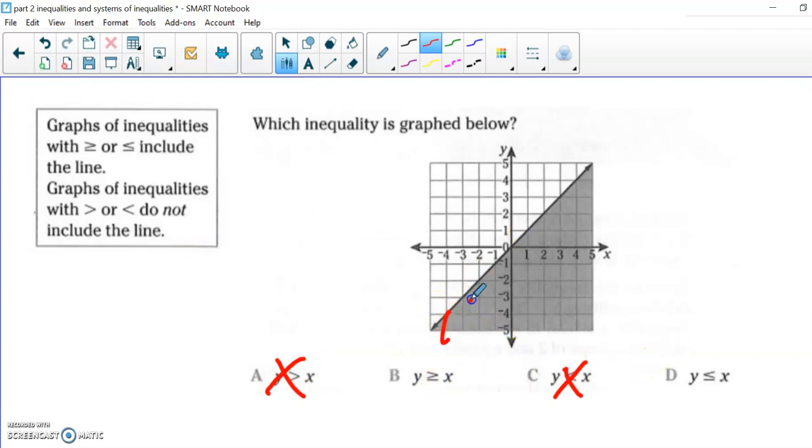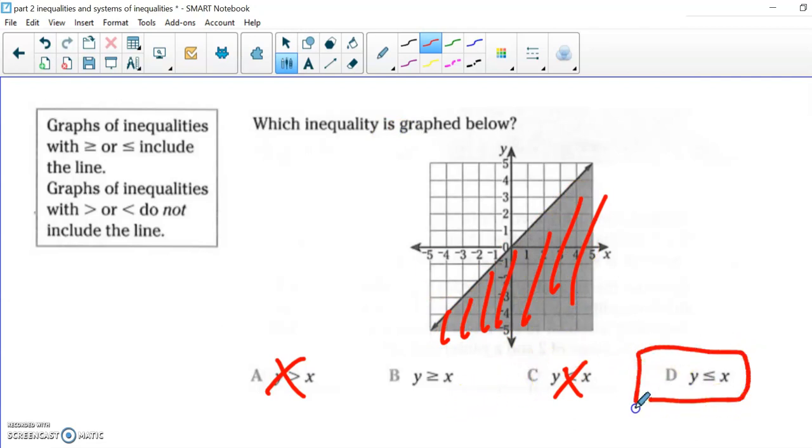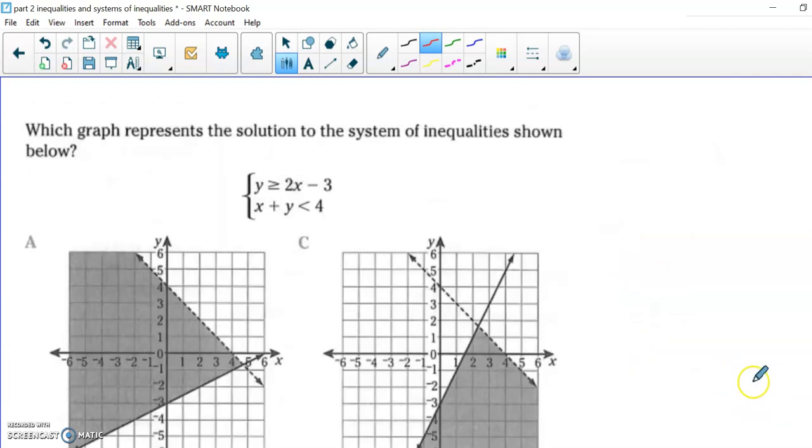We're shading below the line. When you shade below the line, that means it's a less than. So I know D is my answer. If you shade above the line, it's points greater than. So we shaded below, so I knew I wanted a less than or equal to.